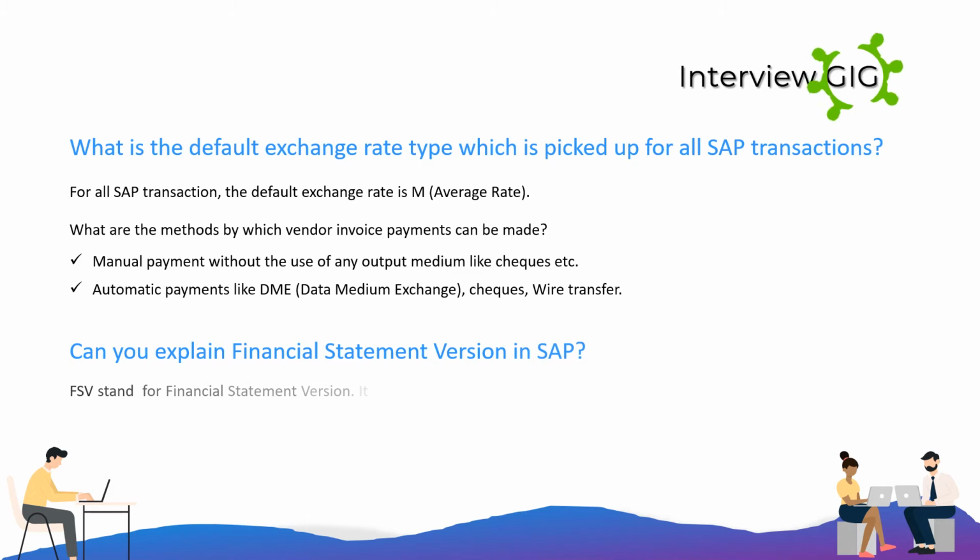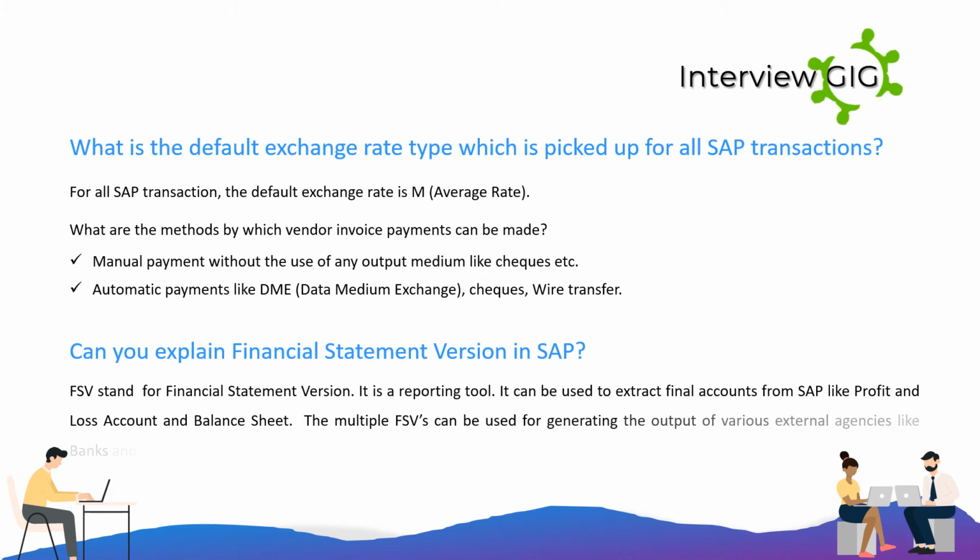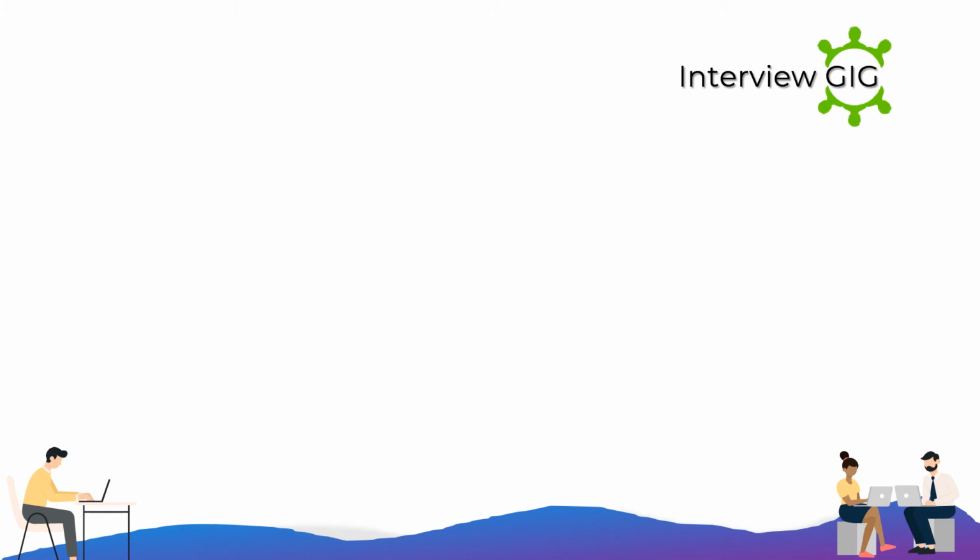Can you explain financial statement version in SAP? FSV stands for Financial Statement Version. It is a reporting tool. It can be used to extract final accounts from SAP like profit and loss account and balance sheet. Multiple FSVs can be used for generating the output for various external agencies like banks and other statutory authorities.